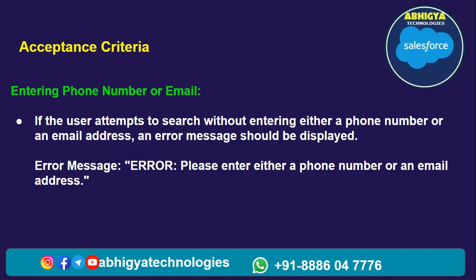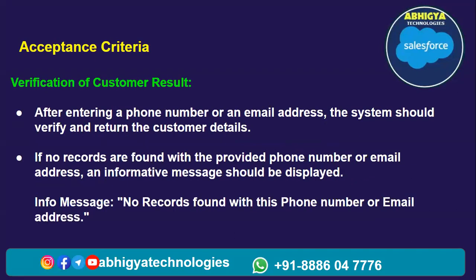Now in this video we are going to discuss what happens if they enter either a phone number or email. We can verify with that phone number or email whether the customer data is available or not. If customer data is available, we display the customer data. If it is not available, we display a message. So how are we going to handle this? We will see step by step how we are going to implement this.